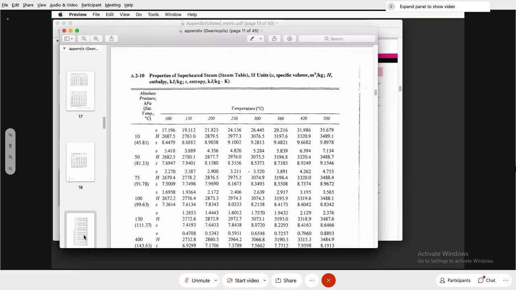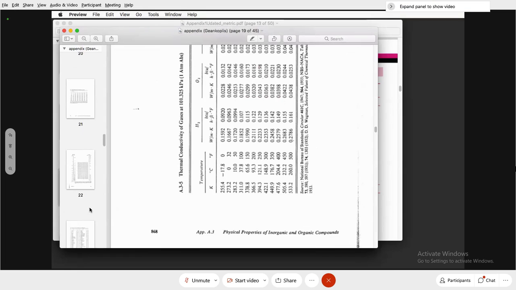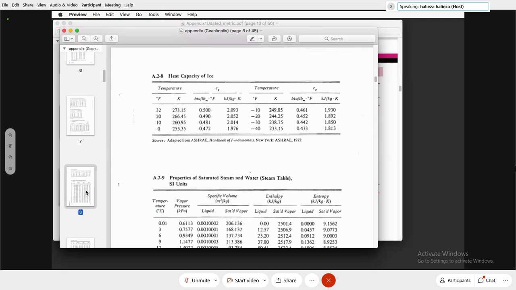That is A, where is B6? Oops. Where is B6? Oh dear. This is all A. Sorry, this is Dinkoplis. I'm looking at the wrong table. Sorry, guys. This is Dinkoplis. This is a different textbook. Okay.